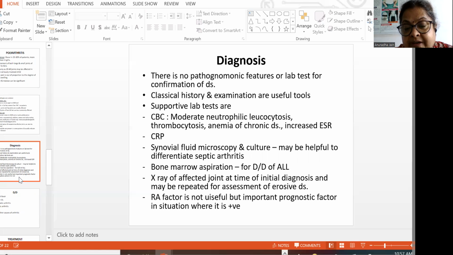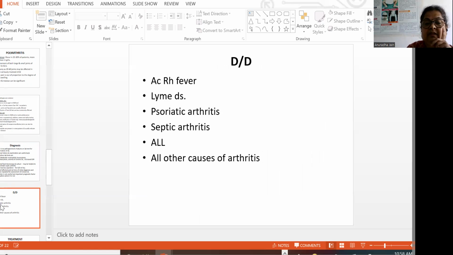Then X-ray of the affected joint at the time of initial diagnosis, and it may be repeated for assessment of erosive disease. Then RA factor is not useful for diagnosis but is an important prognostic factor where it is positive. Differential diagnosis: acute rheumatic fever, Lyme disease, psoriatic arthritis, septic arthritis, acute lymphoblastic leukemia, and all other causes of arthritis.